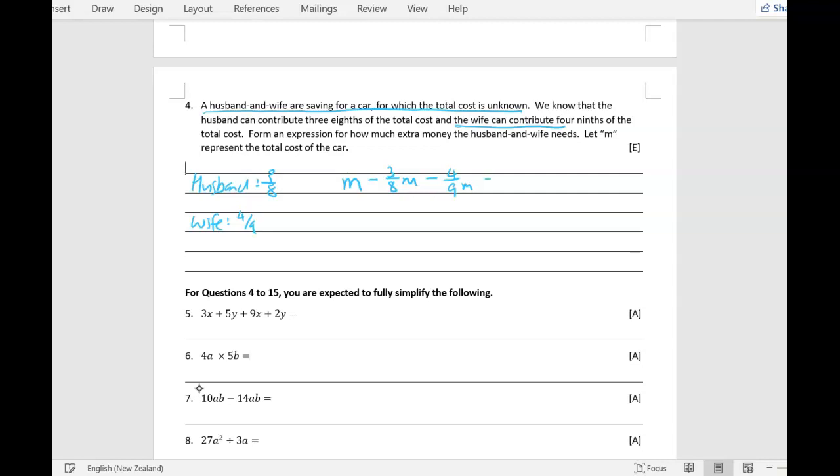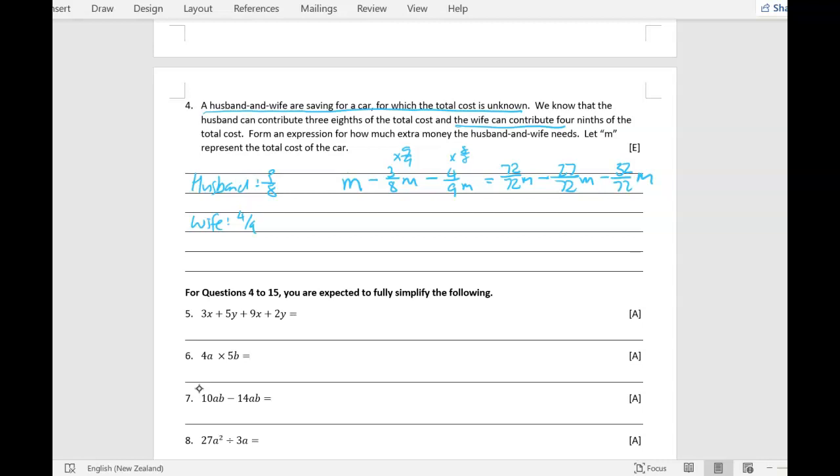So once we got to this stage, it was really just dealing with all the messy fractions. So 8 and 9 gets us to 72. So I'm trying to convert each of these fractions to have a denominator of 72. So M is the first one. So 72 over 72M. So that's 1M. We're then going to go times 9 over 9. So we're going to go minus 27 over 72M. We're then going to go times 8 over 8. We're going to go minus 32 over 72 times M.